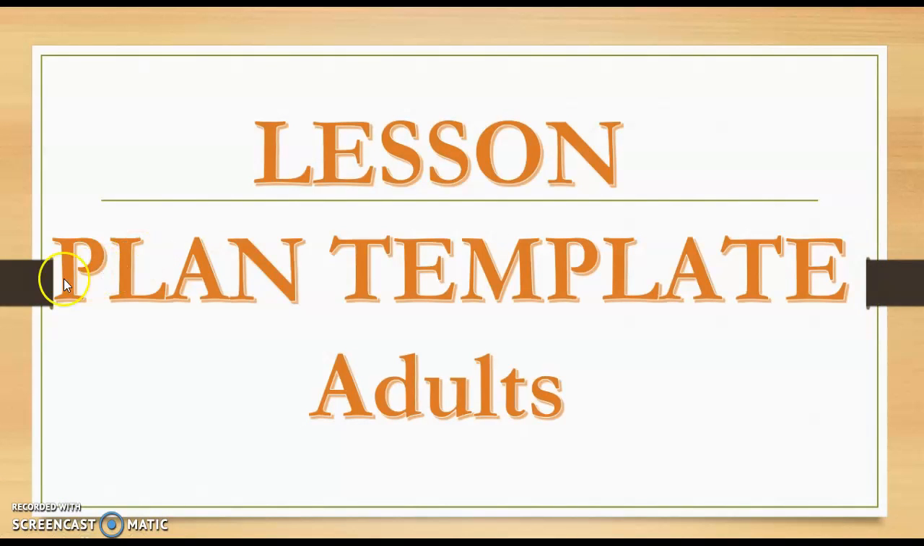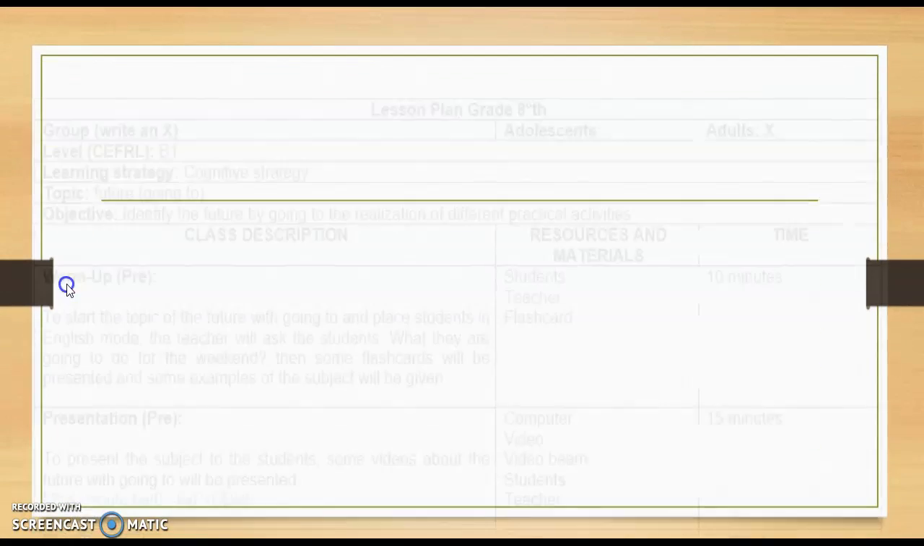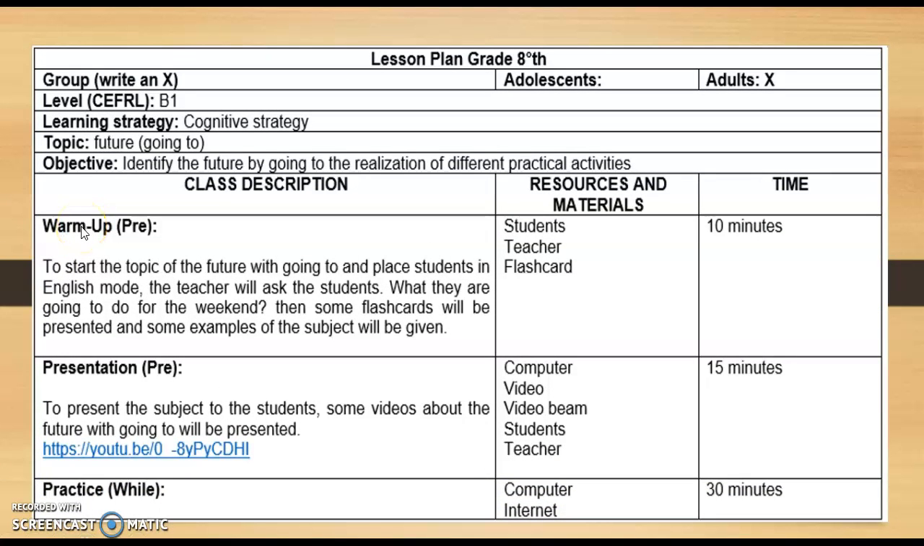Lesson plan template adult. The lesson plan is for grade 8, level B1. Learning strategy: cognitive strategy. Topic: future, going to. Objective: identify the future with going to through the realization of different practical activities.